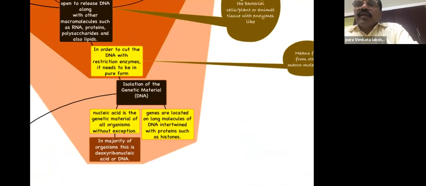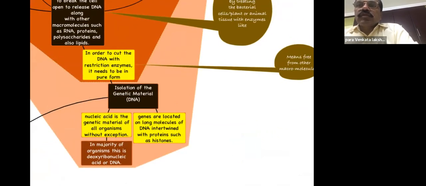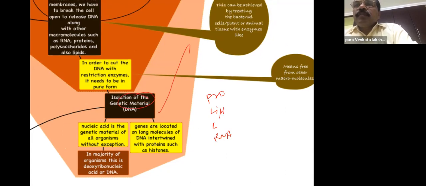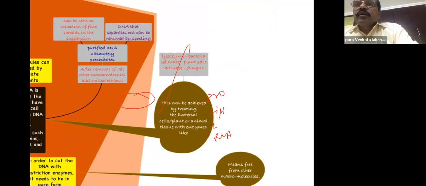In yesterday's class, we discussed that we will isolate the DNA material by giving different enzymes. We need to digest the proteins, the lipids, the carbohydrates, and the RNA. And from the bacterial cells, we need to take out this DNA by lysozyme. Then plant cells can be digested with cellulase, and fungus can be digested with chitinase.